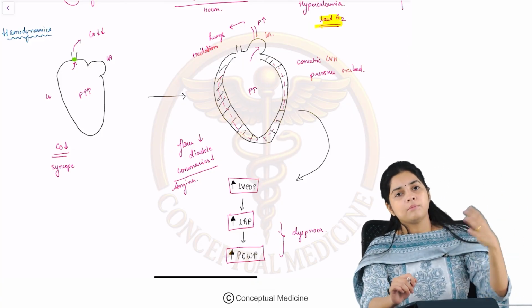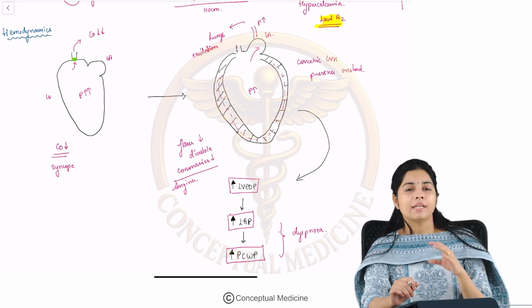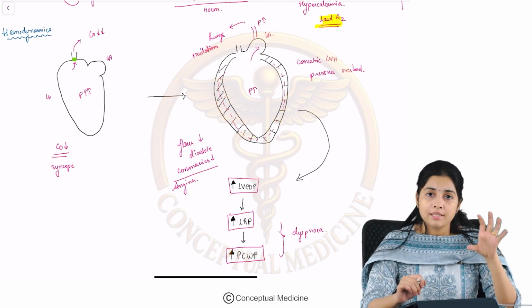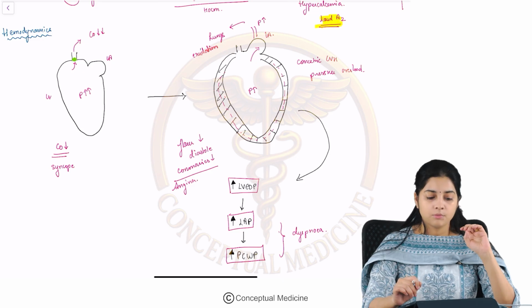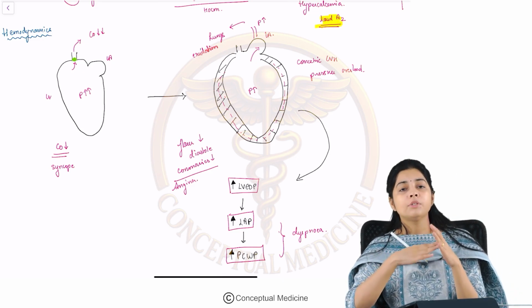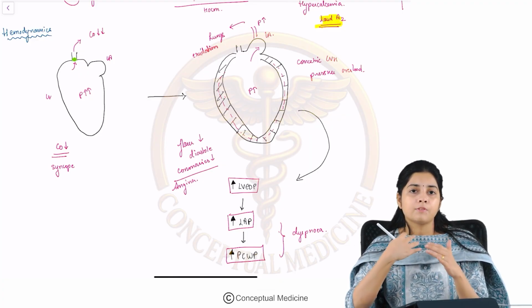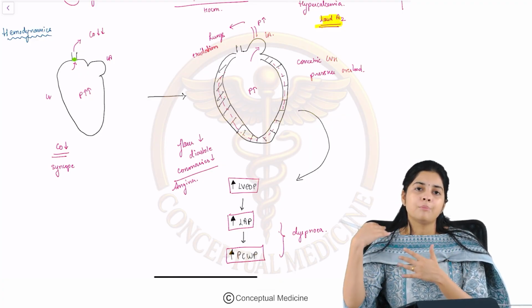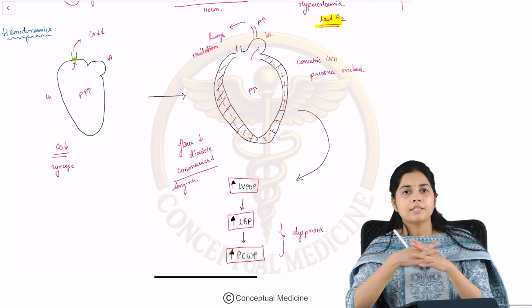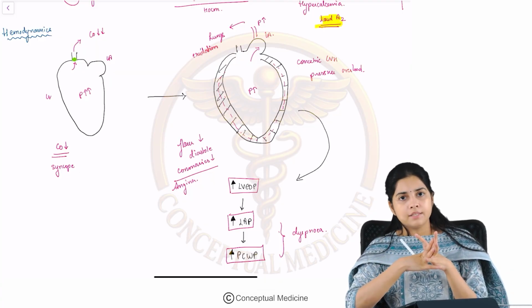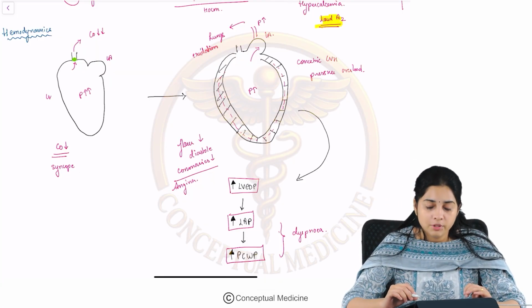Because of the reduced forward output, they can have exertional syncope initially. And in the later stages, because of the pressure overload, there can be development of pulmonary edema and angina as well, and there can be development of dyspnea. So that's about the hemodynamics.